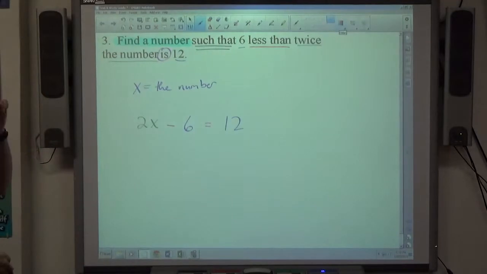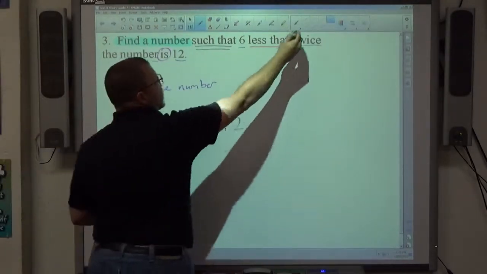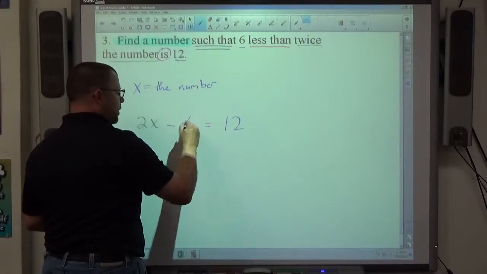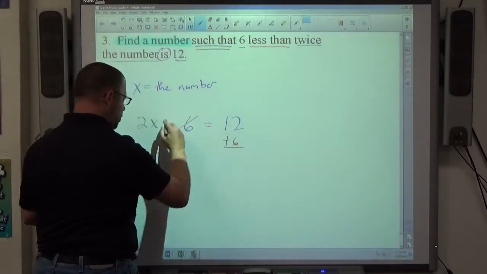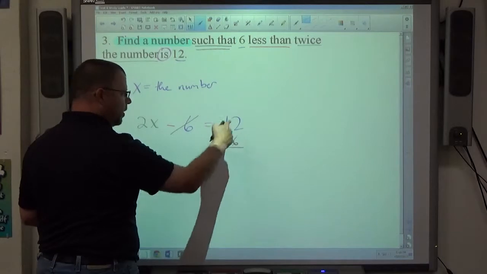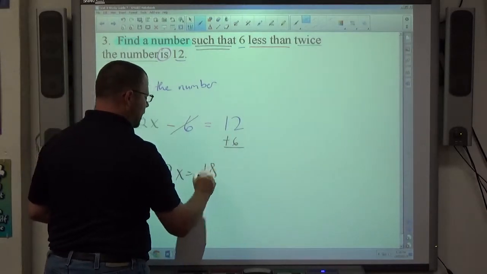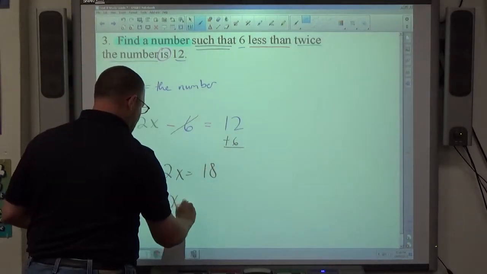So once again, you write an equation based on the words, then you solve the equation you're looking at. Negative 6 moves across to become positive 6. 2x is left on the left-hand side. 12 and 6 are both positive. They add together to make 18. We divide by 2, we get x equals 9.